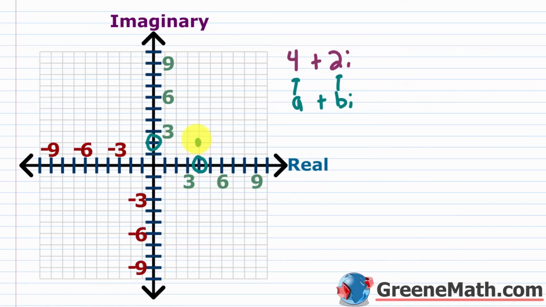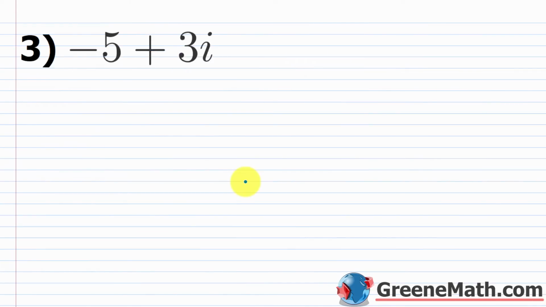So that's going to put me right there. Or I could have started at the origin and went 2 units up and then 4 units to the right. So either way, let's label this as 4 plus 2i. All right, let's take a look at problem 3.